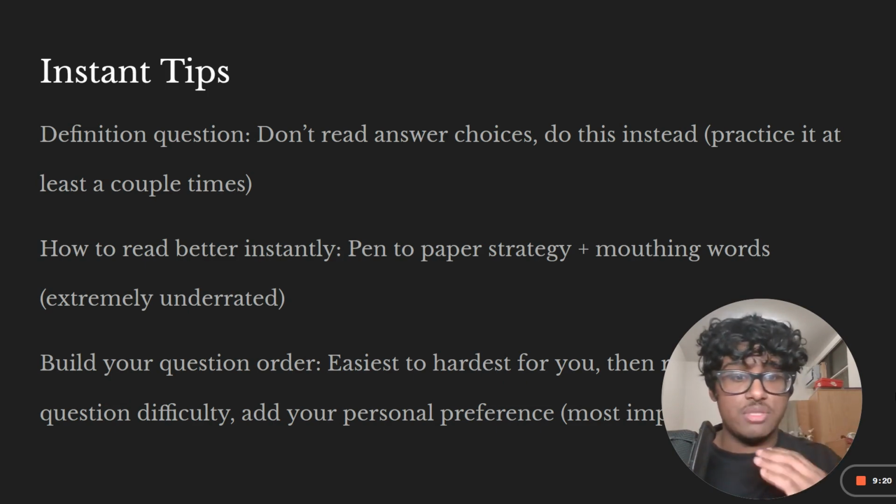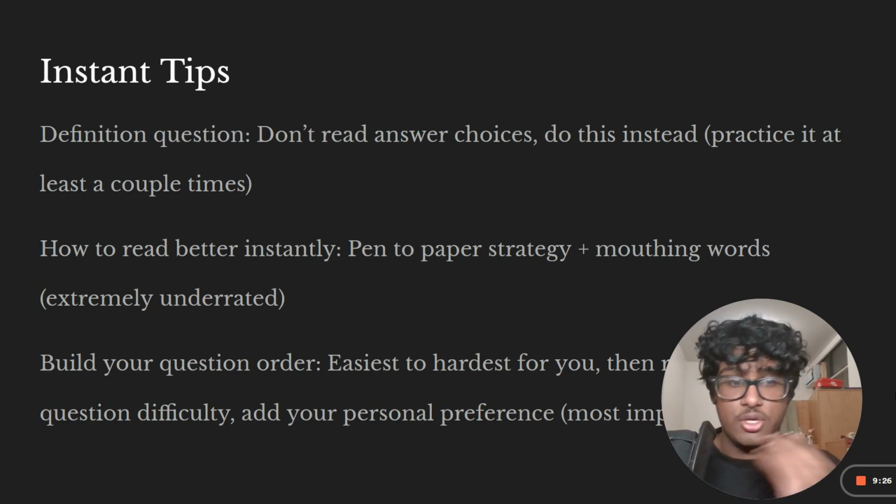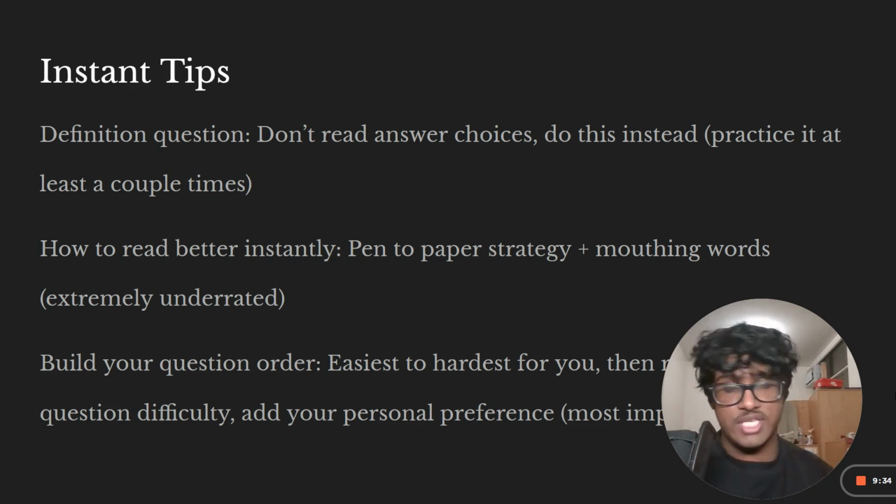Just make sure that when you're mouthing it, you're actually mouthing the words and you're not just murmuring or something, right? Make sure you're not making noise, but you're actually making the expressions and things that your mouth would actually do if you were saying it aloud. And that's the best way to emulate speaking aloud, to emulate reading better, right?